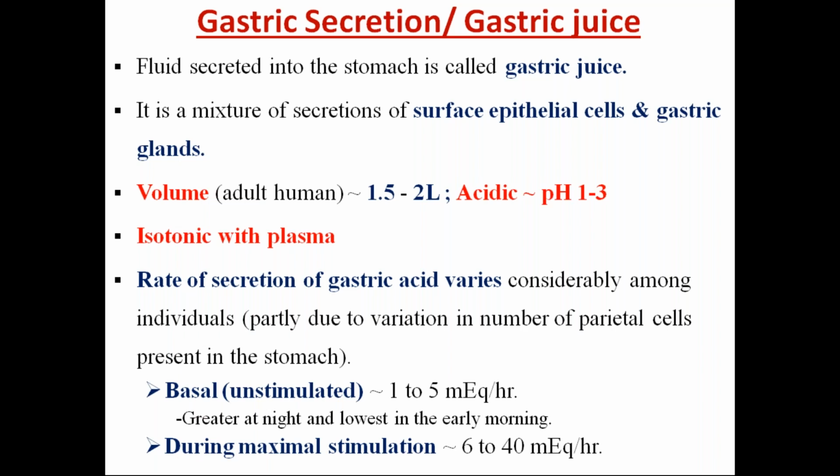In that, the rate of secretion is different as compared to the rate of secretion when you eat food. So there are two types of secretions of gastric juice. One in the basal or the unstimulated state, and another one during maximal stimulation, that is when you have ingested a meal. So this is known as the basal acid output, and this would be known as the maximal acid output. Now the basal output is greater at night and lowest in the morning, and maximal stimulation would of course be when there has been an ingestion of food.